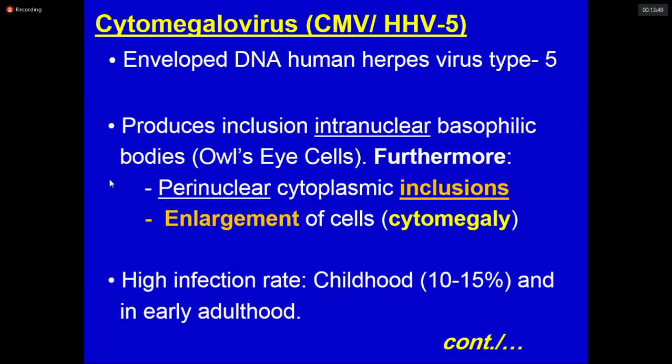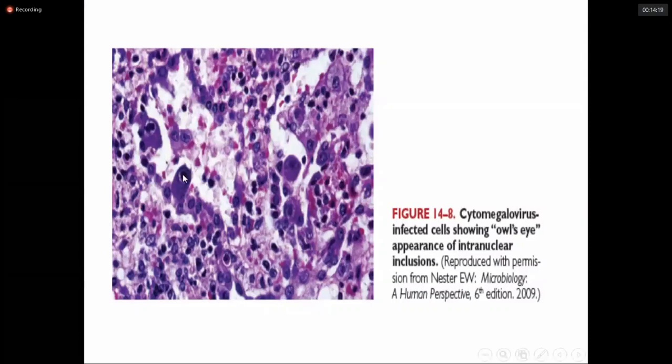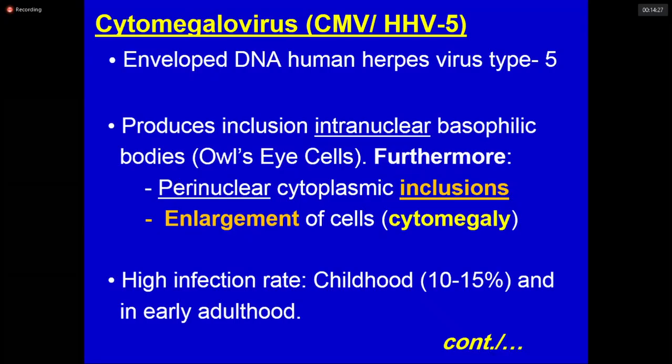CMV, cytomegalovirus, which is human herpes virus type 5. Again, enveloped DNA virus, human herpes virus type 5. This virus produces inclusion bodies, which are intranuclear basophilic bodies, giving the appearance of owl's eye cell. We will see the owl's eye, like the eye of an owl. Owl's eye appearance. The perinuclear cytoplasmic inclusion body also can be seen. So we have intranuclear and perinuclear inclusion bodies.